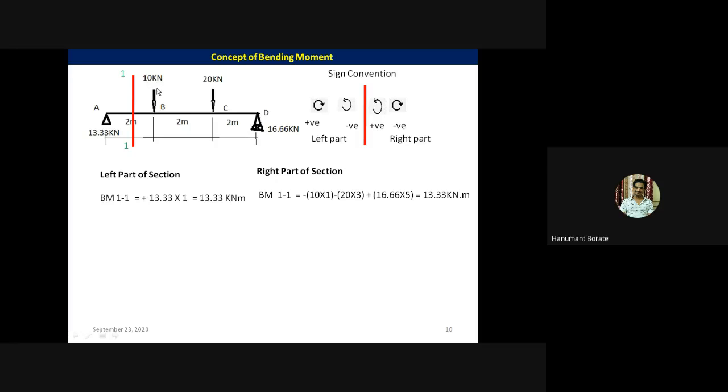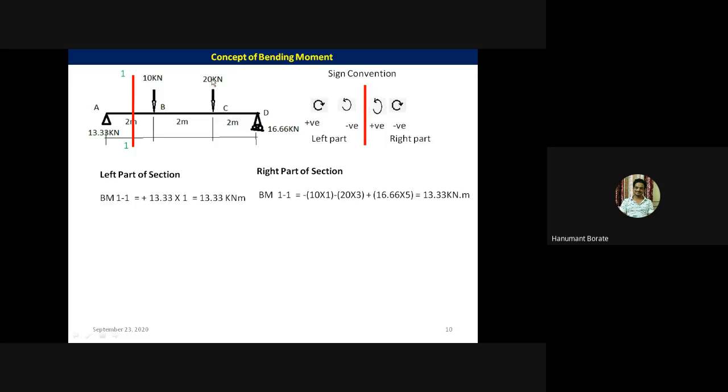So the moment of this 10 kilonewton force is 10 into 1 meter distance. And this moment is a clockwise moment, right? But we have considered the right part of the section. For the right part, treat clockwise negative and anti-clockwise positive. So due to that, this 10 kilonewton-meter moment is negative. Now the moment of the 20 kilonewton force: this force into distance, 2 plus 1 meter means the total distance is 3 meter.